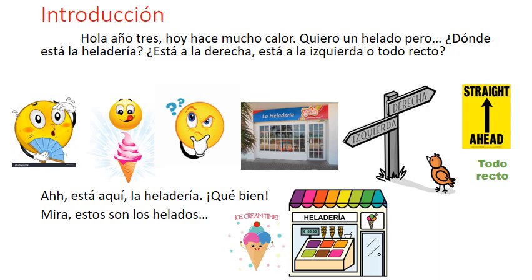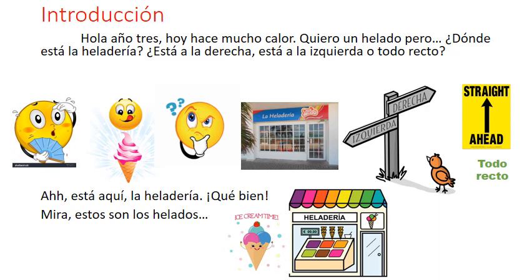So I want you just to say these words after me. Quiero un helado. La heladería. A la derecha. A la izquierda. Todo recto. Muy bien. That word for left is a little bit tricky, so we'll do that one more time. La izquierda. Perfecto.